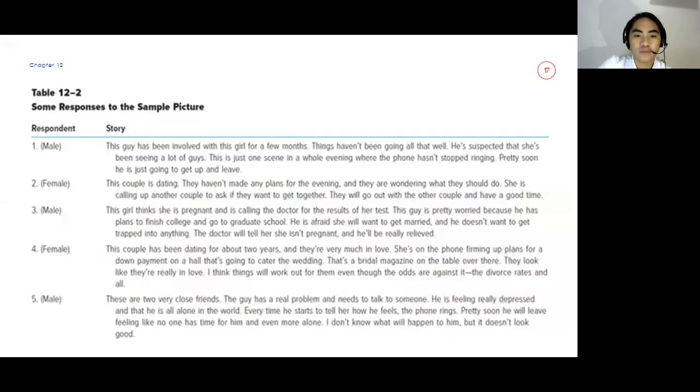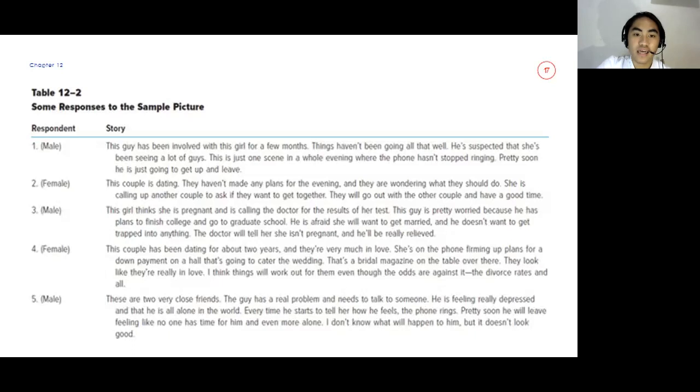For example, a male respondent. This guy's been involved with this girl for a few months. Things haven't been going all that well. He suspected that she's been seeing a lot of guys, so he's got jealousy here. So this is just one scene in a whole evening where the phone just hasn't stopped ringing. Pretty soon he's just going to get up and leave. So this one, he's frustrated. He doesn't like his partner talking to other people, even girlfriends or friends, and suspects infidelity without necessarily there being any evidence.